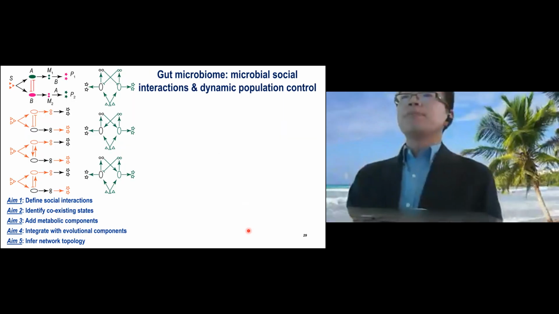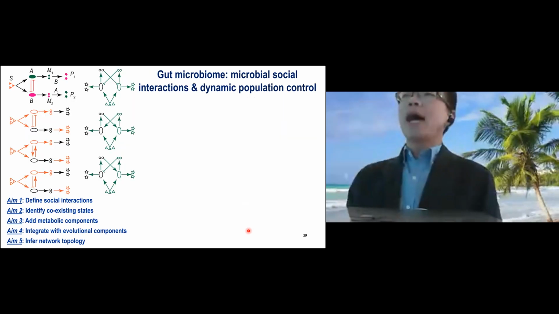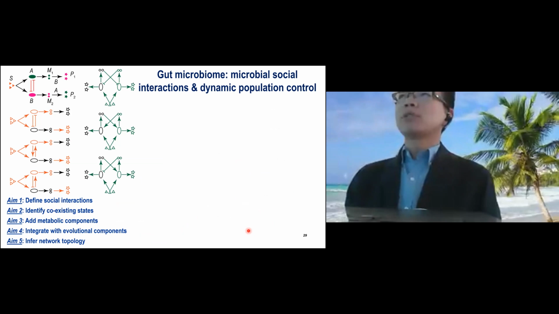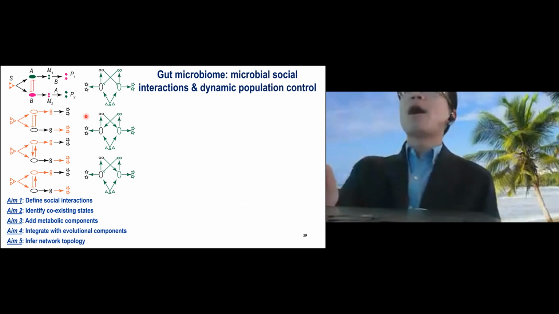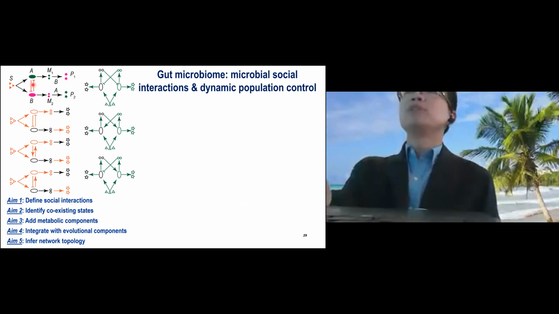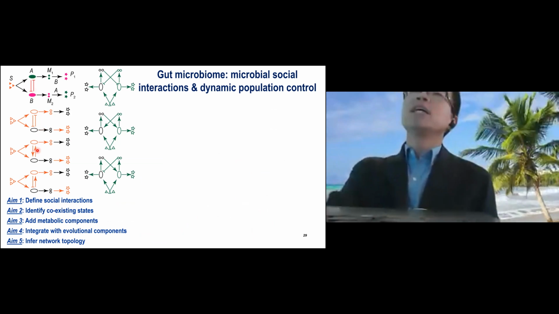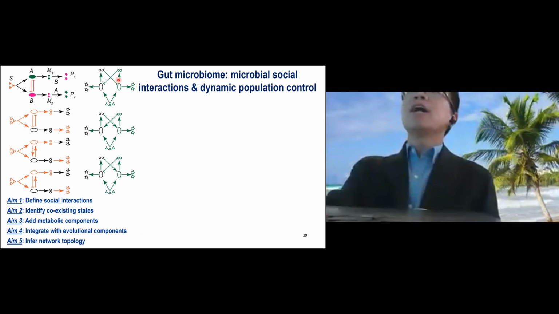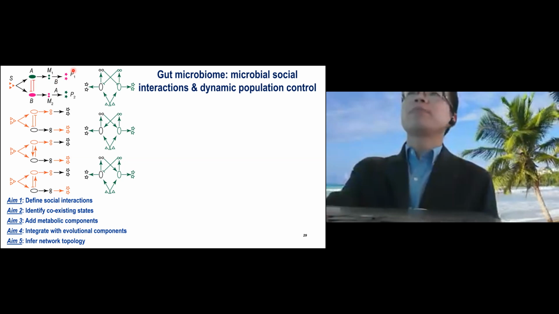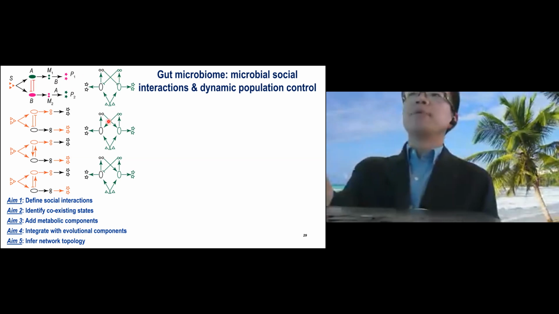So the second project: I want to understand the gut microbiome. How do we model the microbial social interaction? How do we apply dynamic population control? For example, if there are one or two species that share the same substrate, the two species can mutually exclude each other, or maybe they can mutually promote each other. They can also do cross biotransformation from the metabolites, cross transforming to products P1, P2. Of course, the metabolites can cross-inhibit each other, or maybe they can promote each other.